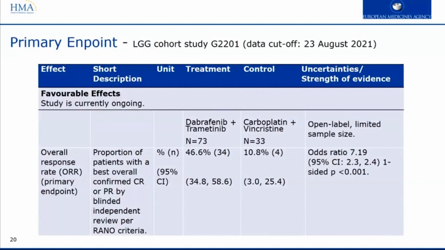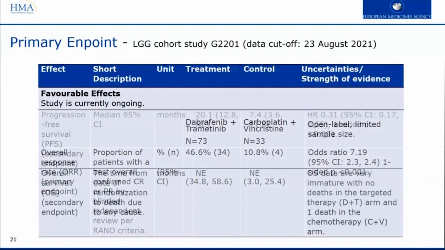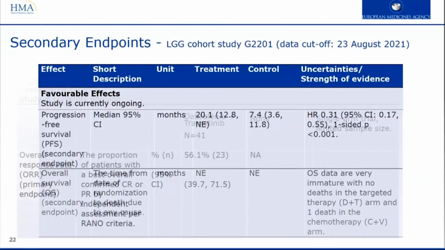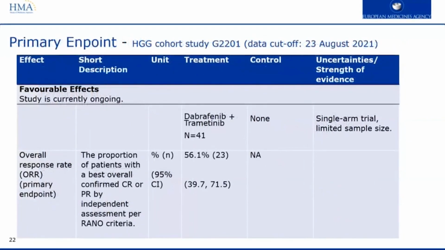The clinical relevance of efficacy in pediatric patients with BRAF mutated low-grade glioma treated with dabrafenib plus trametinib in first-line therapy is supported by sufficiently robust overall response data in this slide, and it's also supported by a substantial progression-free survival benefit, as reported from the randomized low-grade glioma cohort in study G2201. Considering overall survival, data are very immature to reach a conclusion.